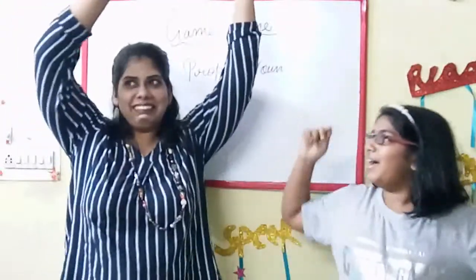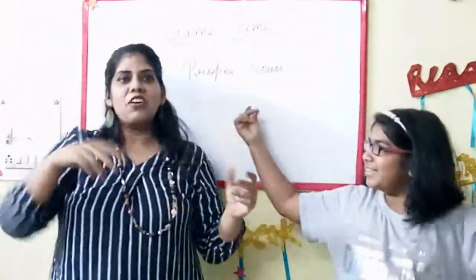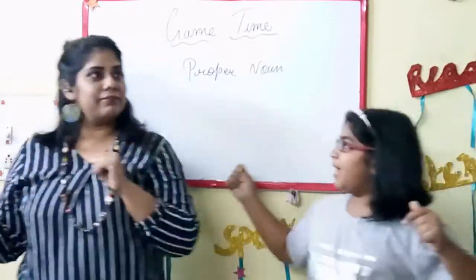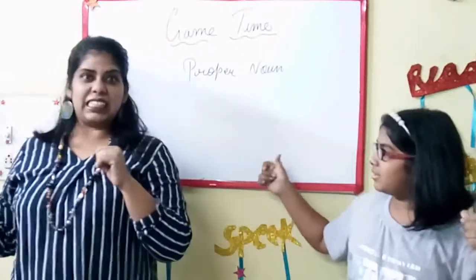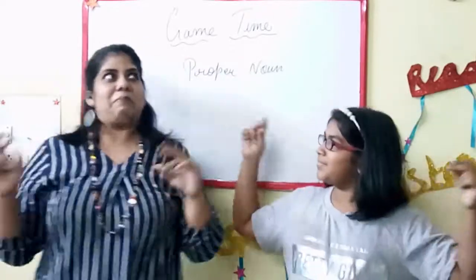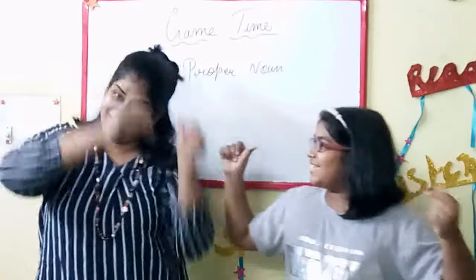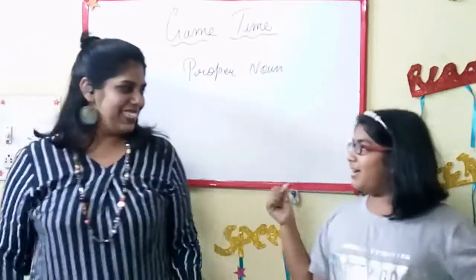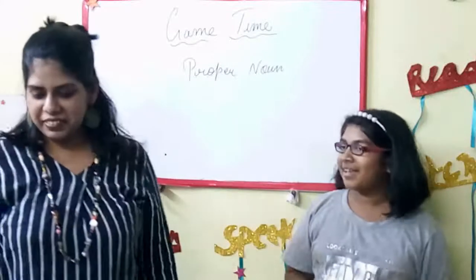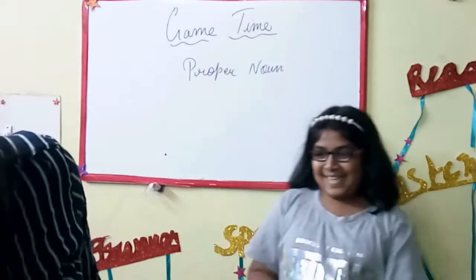Dairy Milk. Kit Kat. Perk. Milk chocolate bars. Munch. 5 Star. Nice.